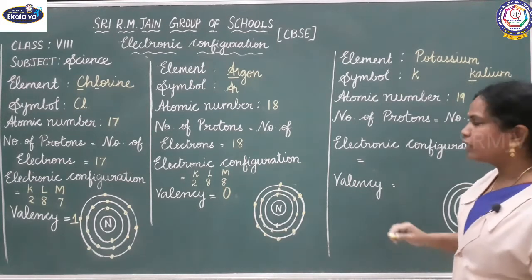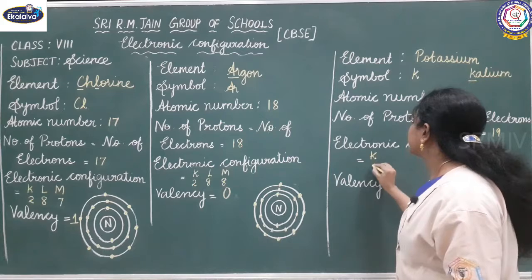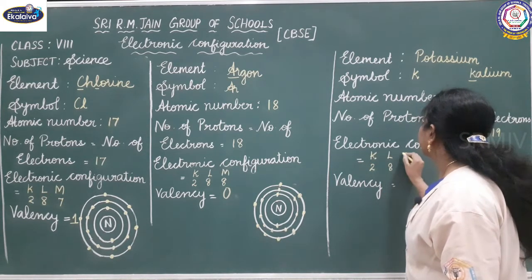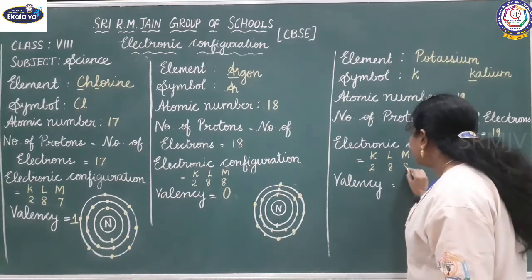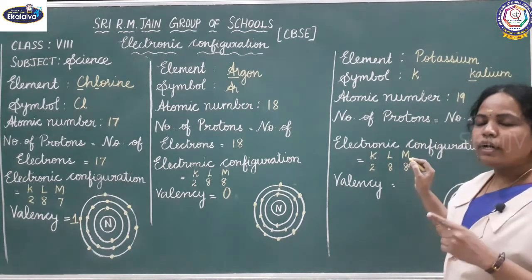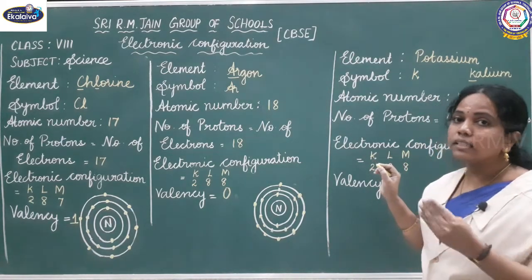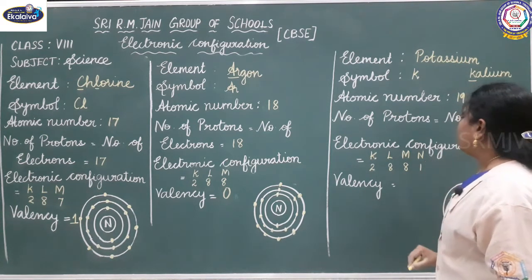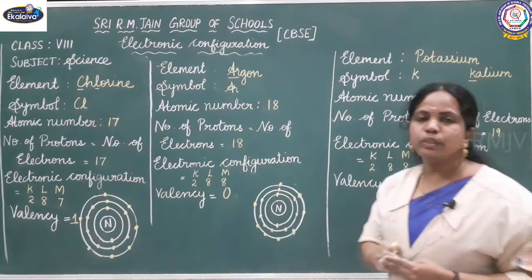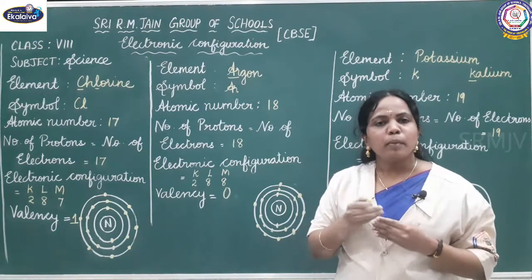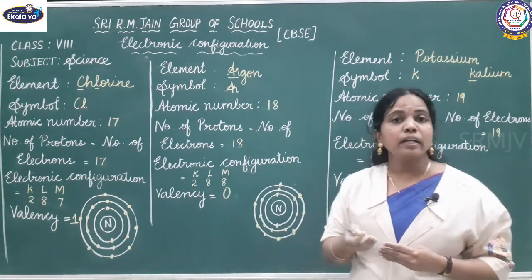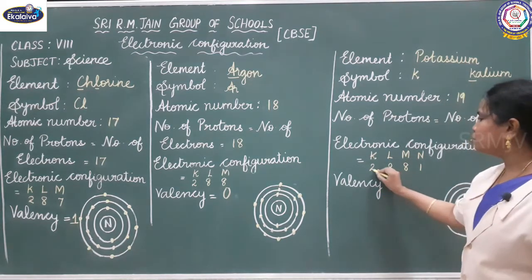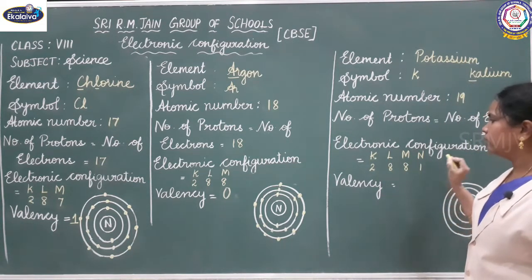And electronic configuration is K shell 2 electrons, L 8, M 8, and one more electron goes to the next shell, that is N shell. Because according to the third rule, the maximum number of electrons that can be accommodated in the outermost shell is 8. So it is 2, 8, 8, 1.